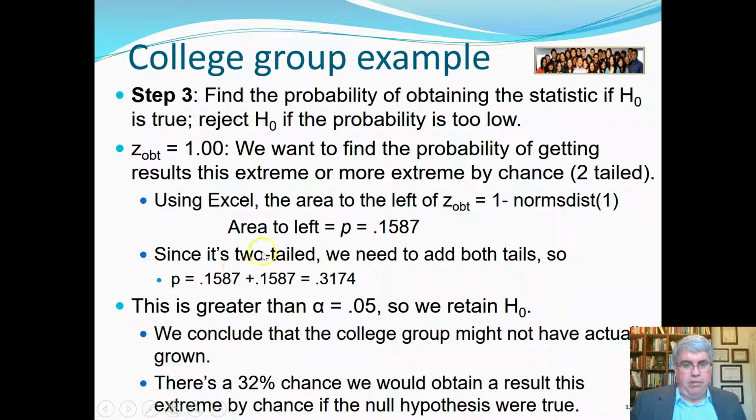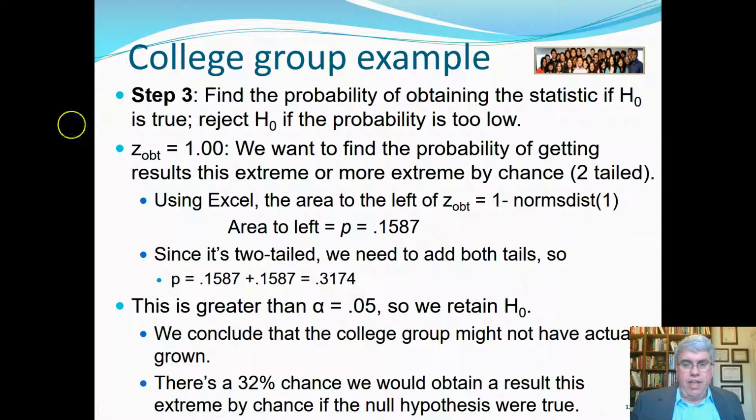So in our example, Z obtained equals 1.00. We want to find the probability of getting results this extreme or more extreme in either direction. So we want to find the area under the two tails. Now, using Excel, we could remember that NORM.S.DIST formula that we looked at when we calculated Z-scores. We could use that, and in fact, the Z-score calculator that I'm going to give you does use this.